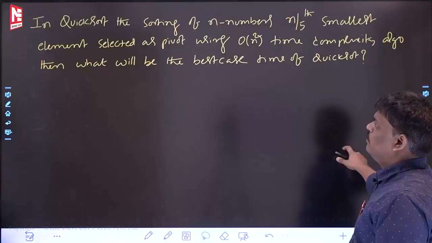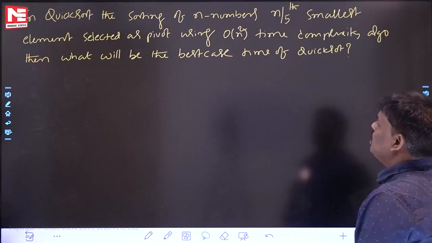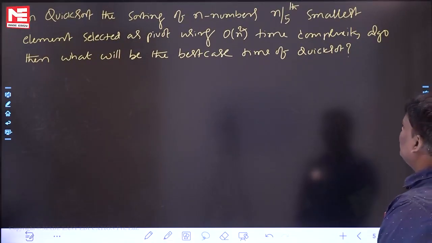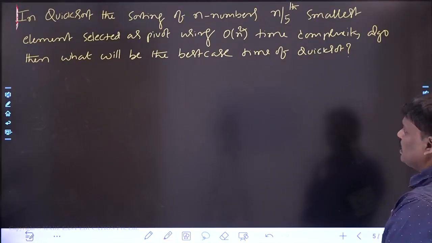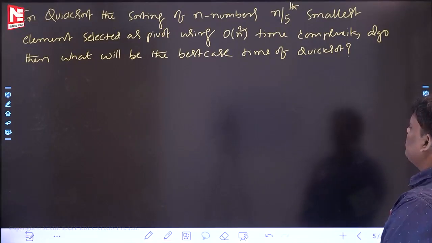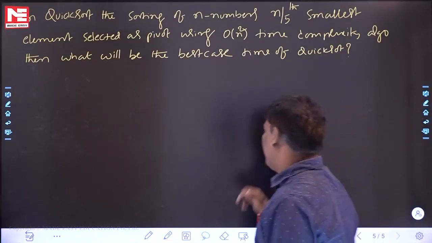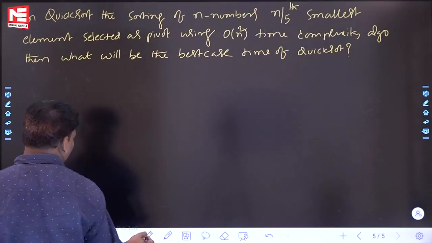See this. Last problem of quicksort. In quicksort, the sorting of n numbers, the n by fifth smallest element is selected as the pivot using order of n square time complexity algorithm. Then what will be the best case time complexity of quicksort? Easily you can handle. Only for your practice purpose I gave this problem.